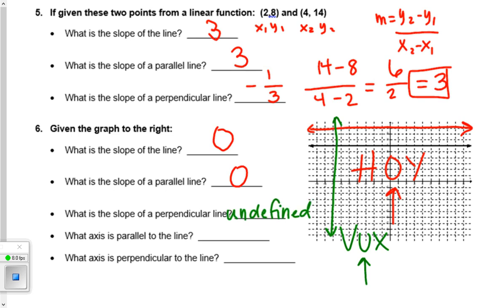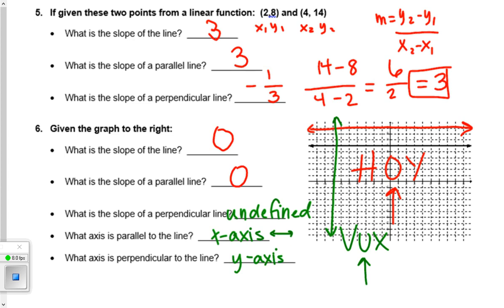Okay? Then here's just two random questions just for funsies. What axis is parallel to that original line? What axis is parallel? The x-axis, right? To a horizontal line, supposed to be parallel. What axis is perpendicular to the line? Well, the y-axis. Okay?